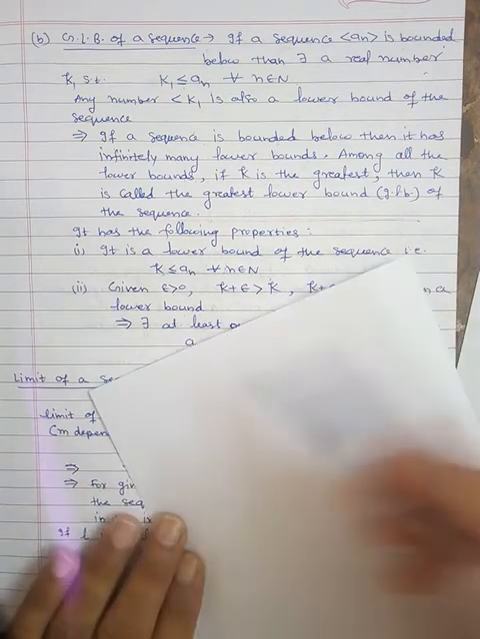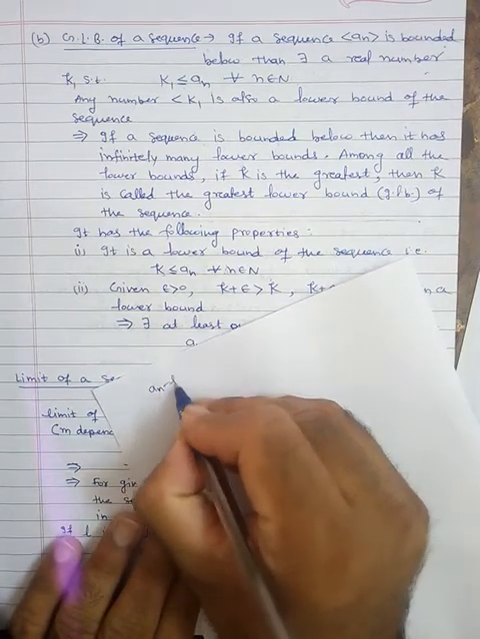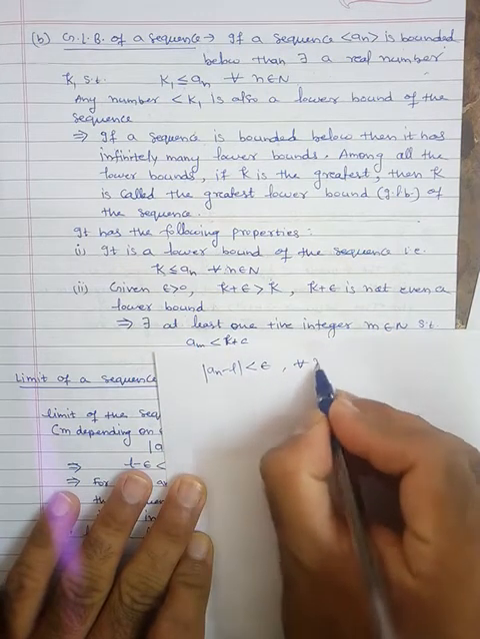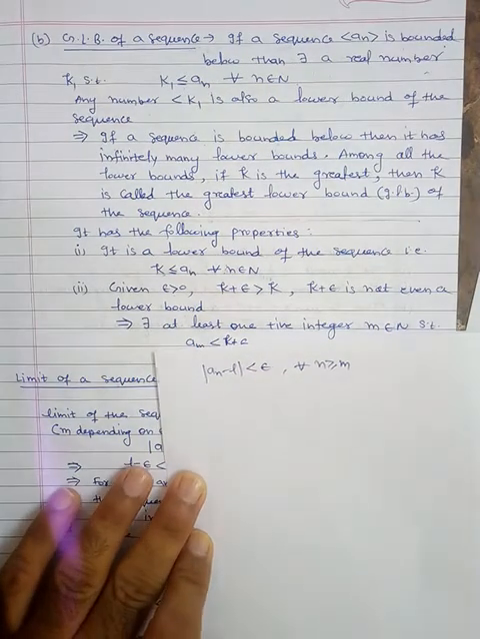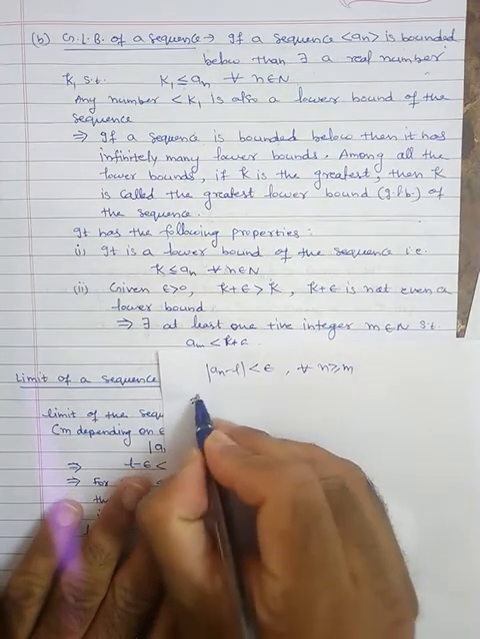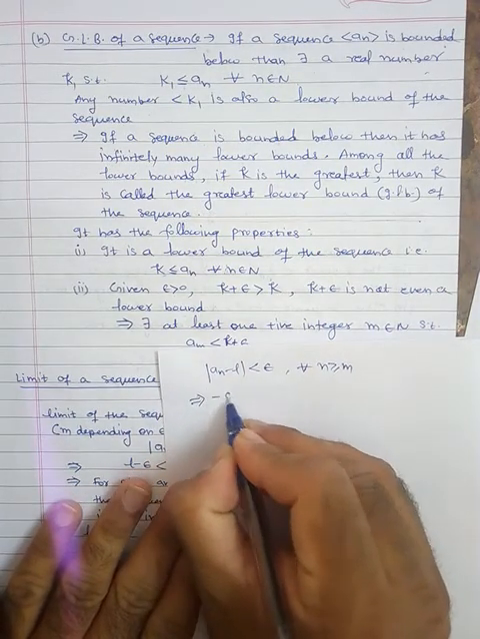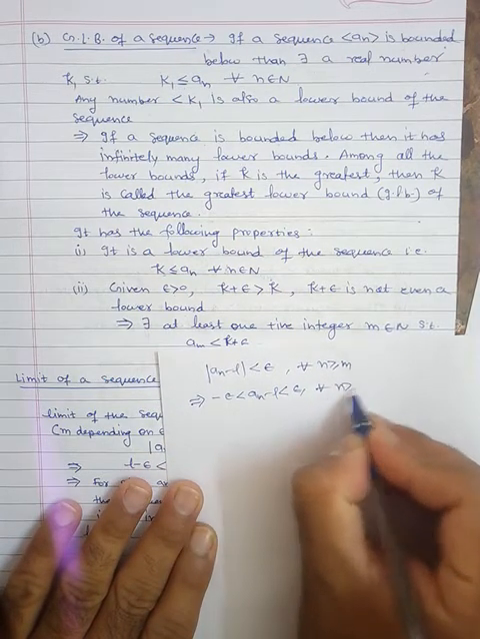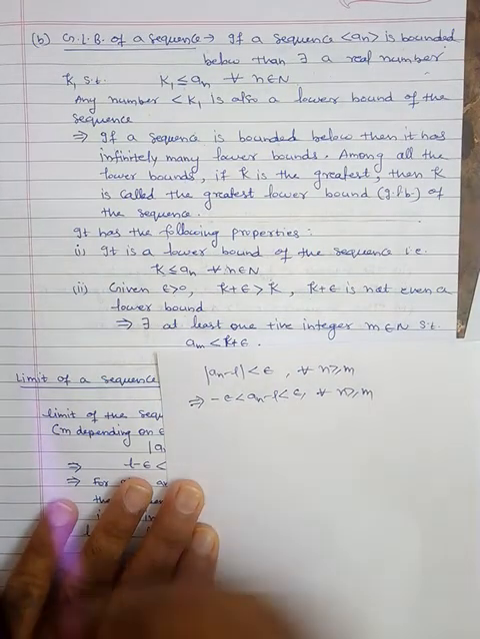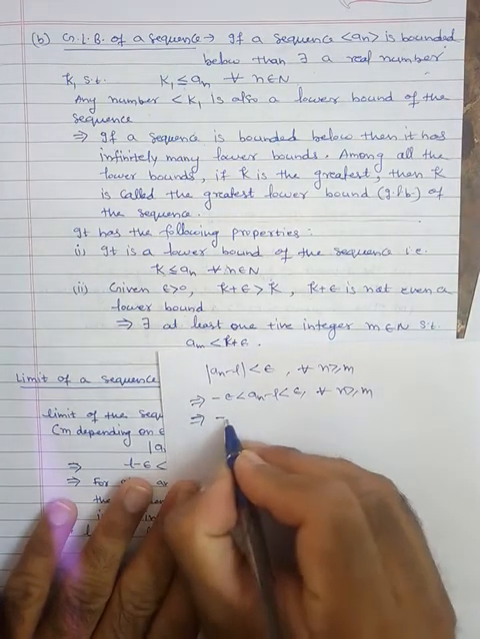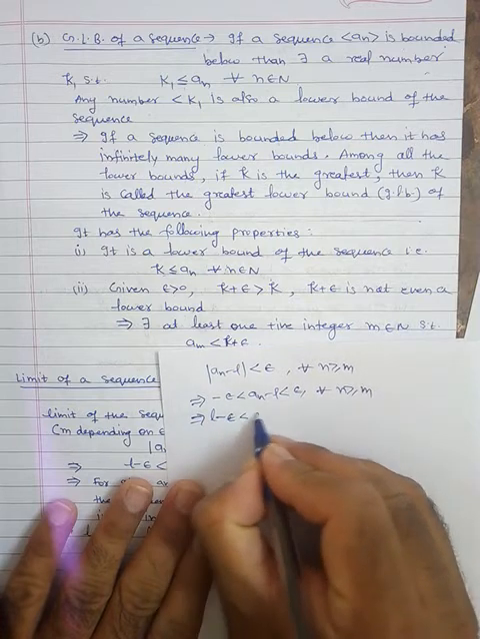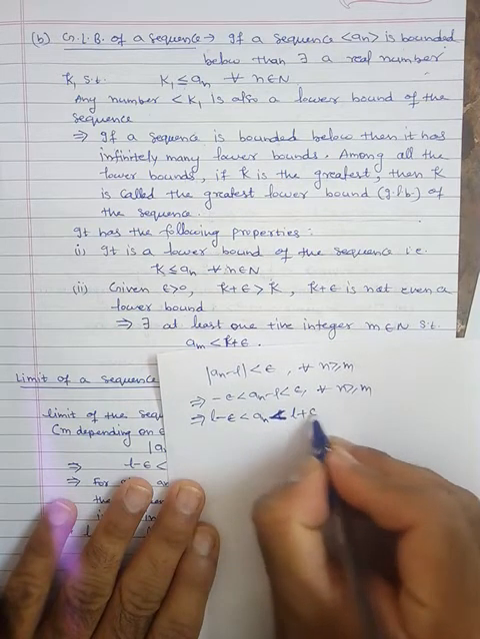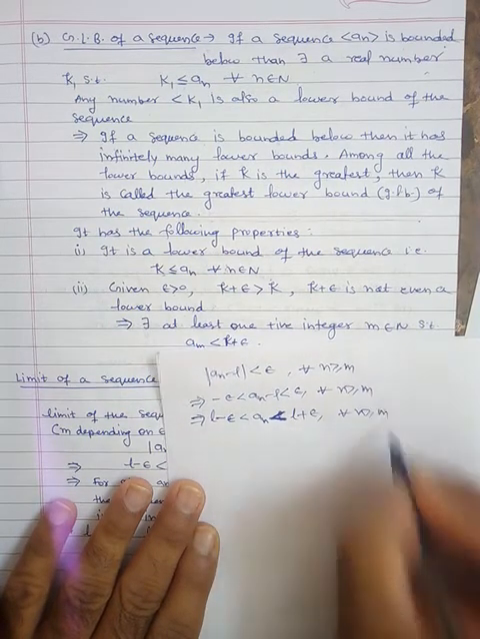That means this condition holds: |a_n minus L| is less than epsilon for all n greater than or equal to m. When you open this inequality, what do we get? We get minus epsilon is less than a_n minus L is less than epsilon for all n greater than or equal to m. Now adding L, we get L minus epsilon is less than a_n is less than L plus epsilon for all n greater than or equal to m.